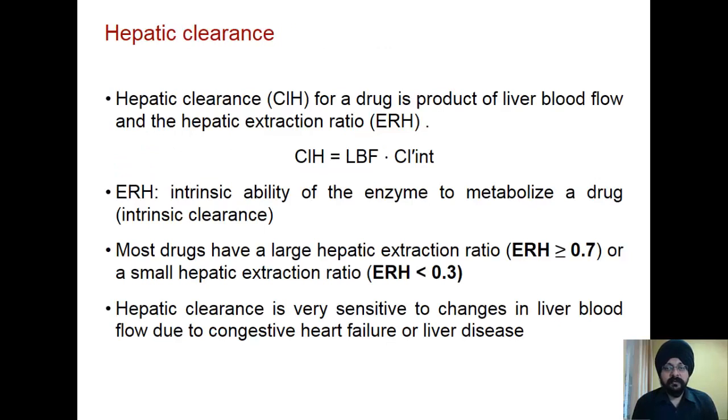Hepatic clearance for a drug is given by the product of the liver blood flow and hepatic extraction ratio. Hepatic extraction ratio is the intrinsic ability of the enzyme to metabolize a drug and is also known as intrinsic clearance. And most drugs have a large hepatic ratio or a small hepatic ratio. Hepatic clearance is sensitive to changes in liver blood flow due to congestive heart failure, liver disease, or due to drug-induced changes in liver perfusion.